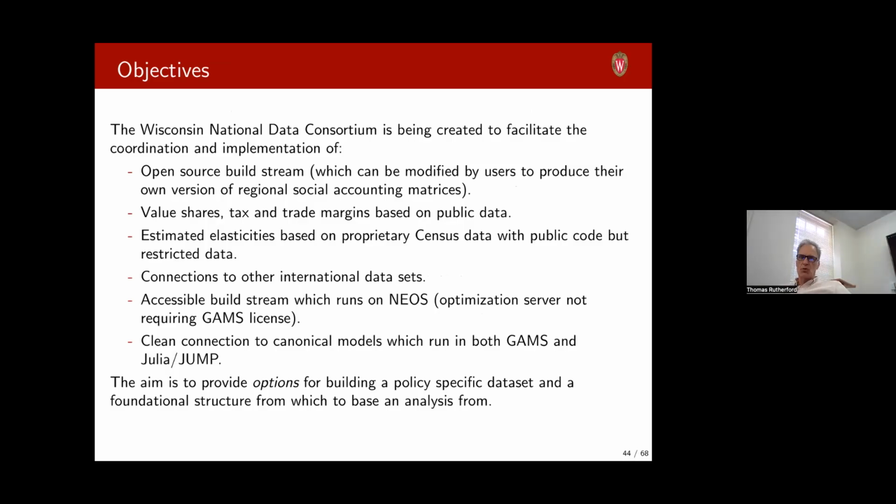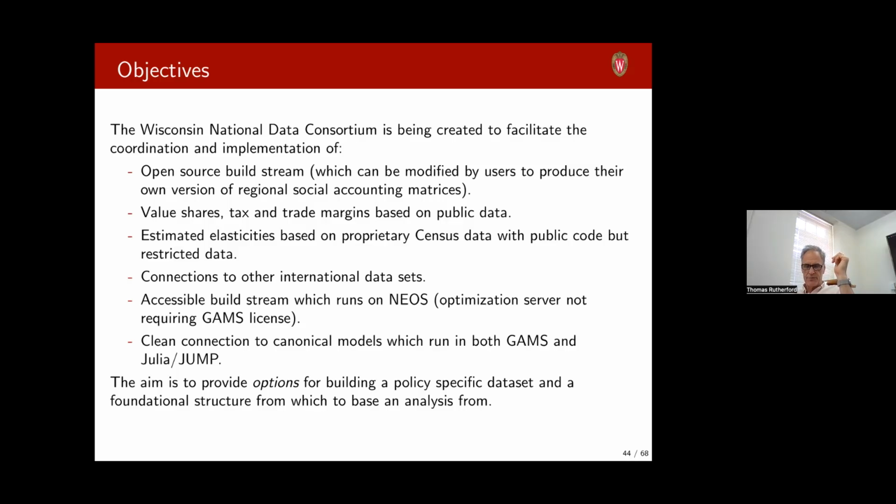We also want to have a connection of canonical models that run both in GAMS and in Julia JuMP. I've been working with David Anthoff at Berkeley, and his graduate student, who is a smart guy. These guys are making good progress. They're building a version of MPSGE that runs under Julia, and that's kind of exciting as well. So that's something I'm hoping we can make progress with over the next couple of years.